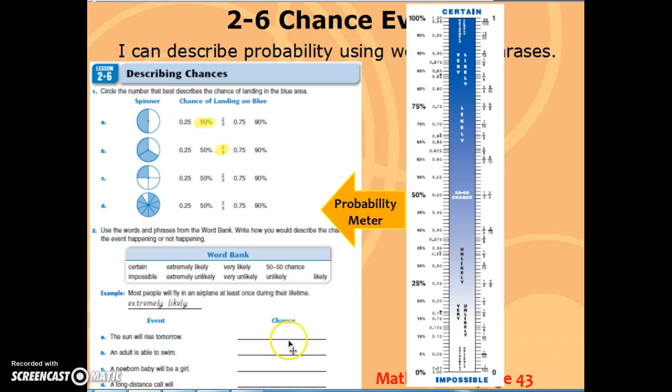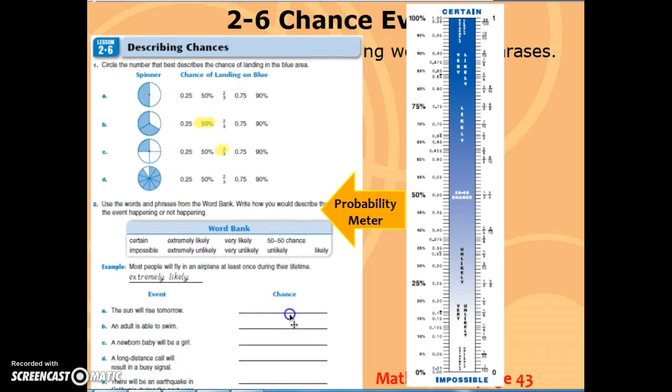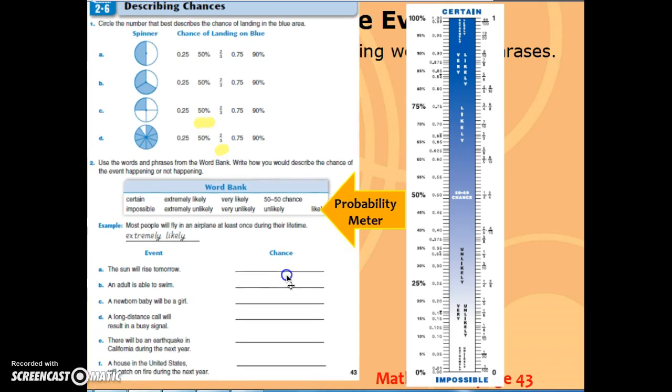So there are a couple of other questions down here at the bottom of the page. Go all the way down through letter F and take a look at not only the words, but also think about your numbers, your fractions and percents as you go through this activity.